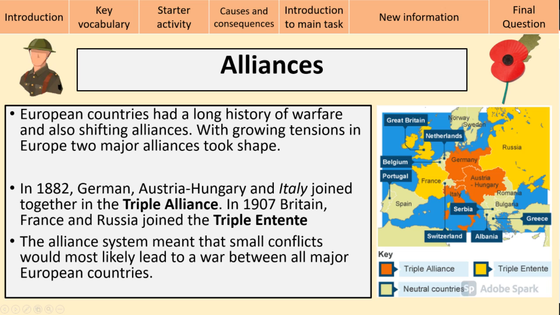You'll notice that Italy is in italics, and that's because, although they did originally join the Triple Alliance, in 1915 they declared themselves neutral and then joined the Triple Entente, so they switched sides.